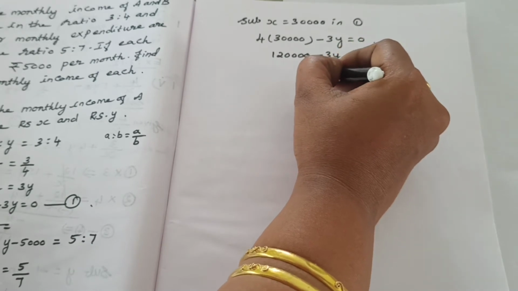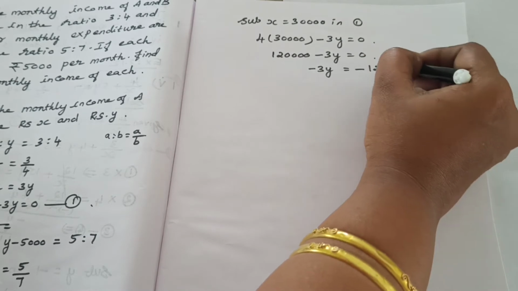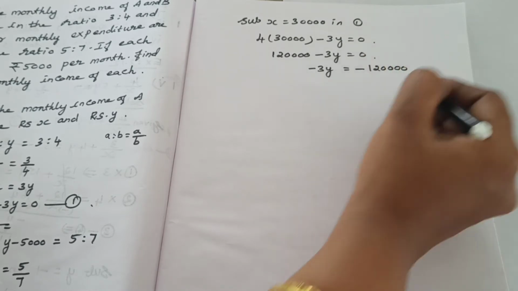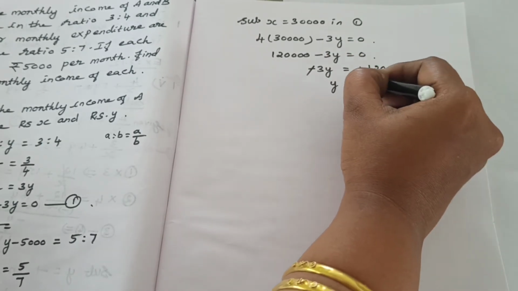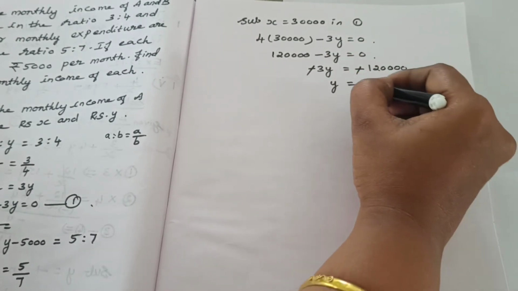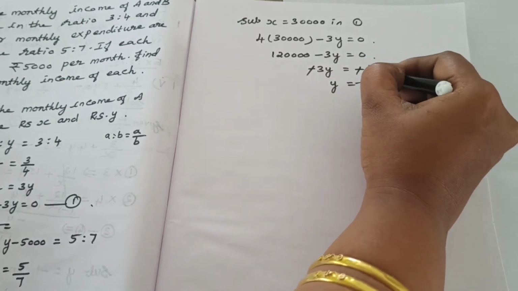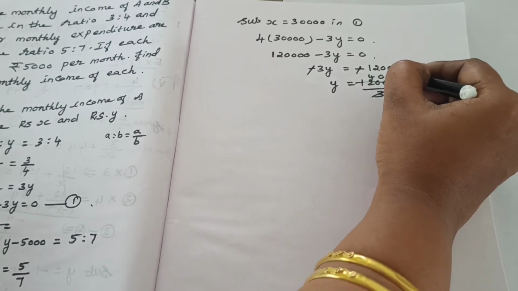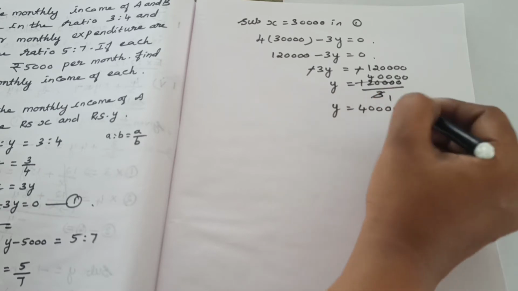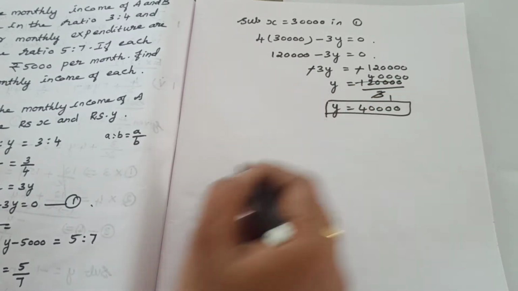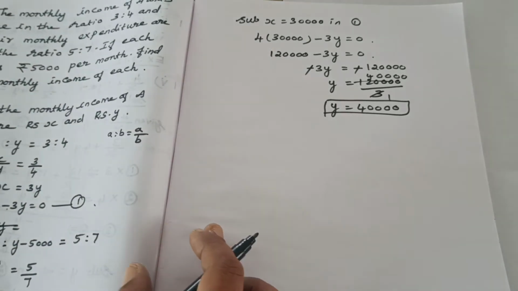Therefore, minus 3y is equal to, this one we have to bring here, minus 1,20,000. Therefore y is equal to, this minus we can cancel, 1,20,000 divided by this 3. 3 ones are 3, here 4, then 40. 40,000 we got. Then y is equal to 40,000. Therefore, our answer: find the monthly income of each.